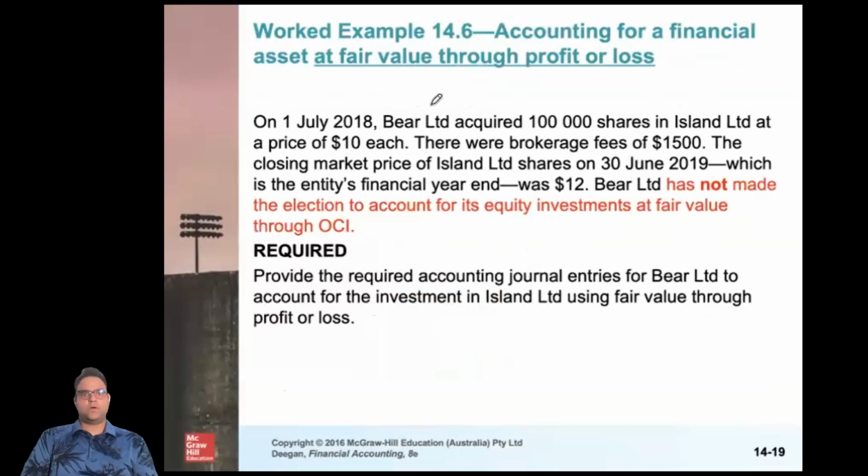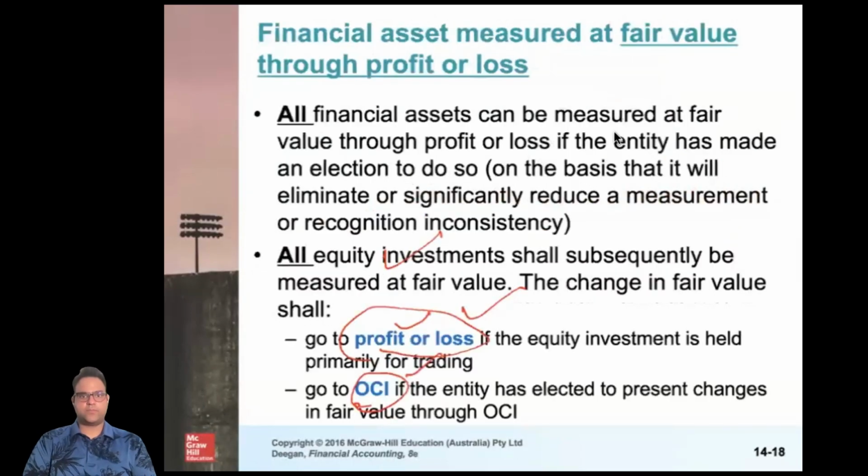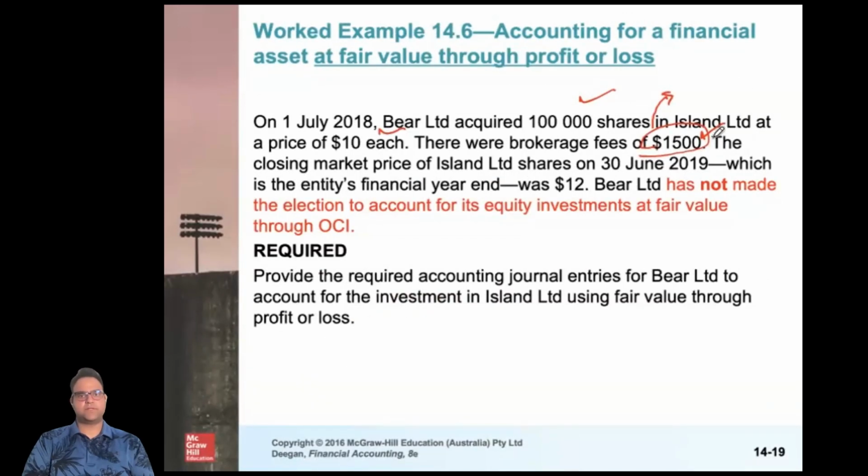So there is a company that acquired 100,000 shares from another company at the rate of 10. There are brokerage fees of 1,500. Since this is an equity investment, they are buying the shares, so we have to see if they are going through the profit or loss model. This brokerage fee, that is 1,500, will be expensed out in the profit or loss account. The closing market price of the company on 30th June is 12.